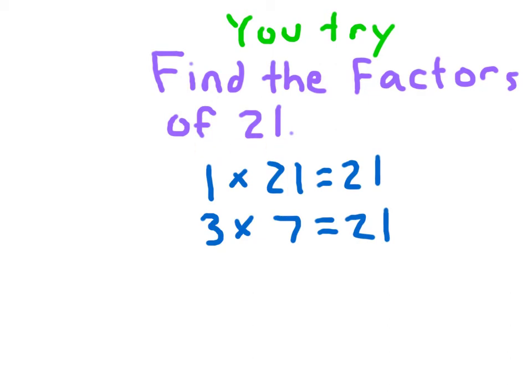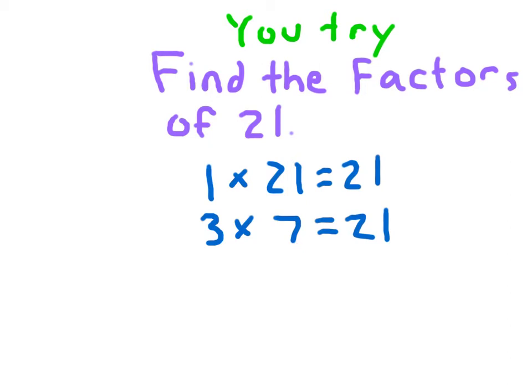Can't have 4. Can't have 5. It doesn't end with a 5 or 0. Can't have 6. 6 doesn't go into 21 evenly. And then so we come up with 7. But we already have 7, so we know we are done.